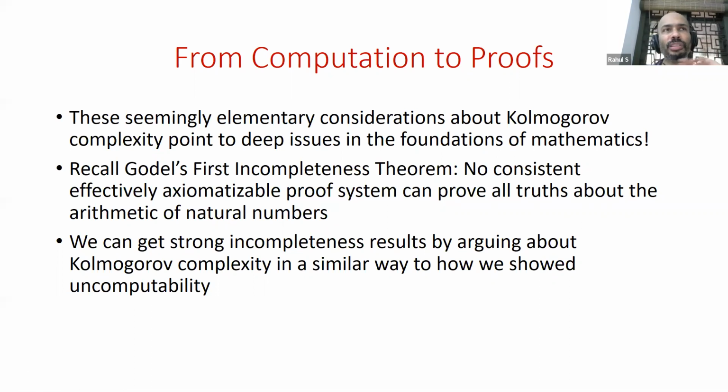And Gödel's original proof of this was fairly complicated, and was actually inspired by the liar paradox. So again, this connection to logical paradoxes. And it turns out that we can get very strong incompleteness results, which in some ways go even beyond Gödel's result, by arguing about Kolmogorov complexity, and by doing this in a similar way to how we show that Kolmogorov complexity is uncomputable. So I want to tell you about that next, because I think it's philosophically very interesting, but also I think it says something about barriers to doing mathematics in general.